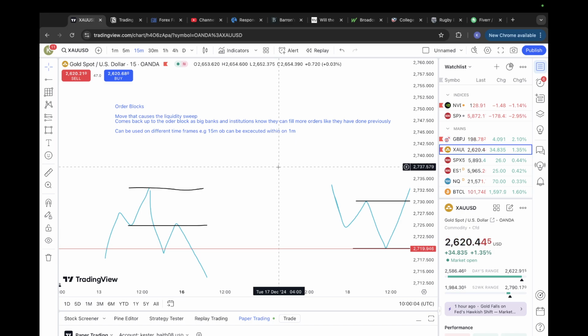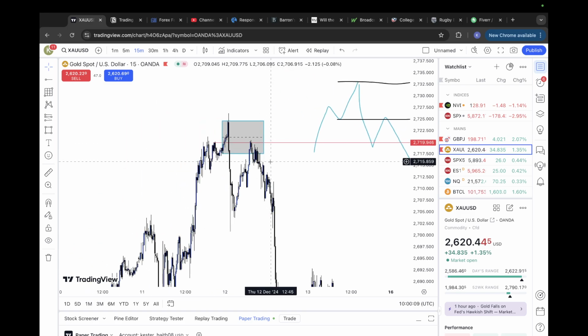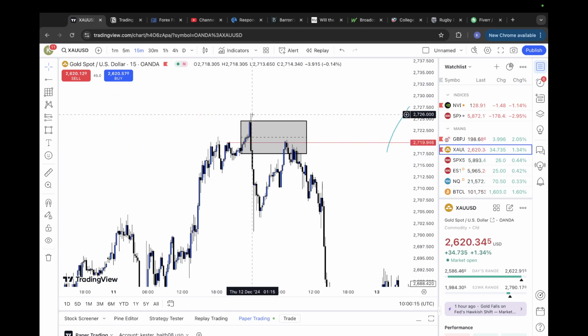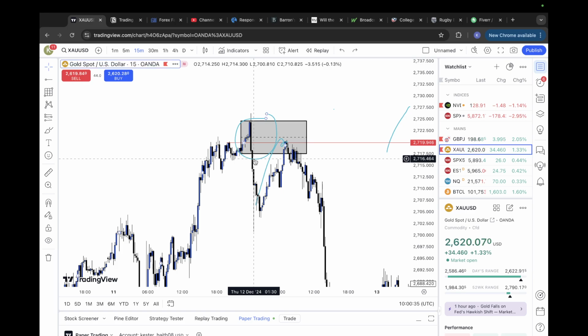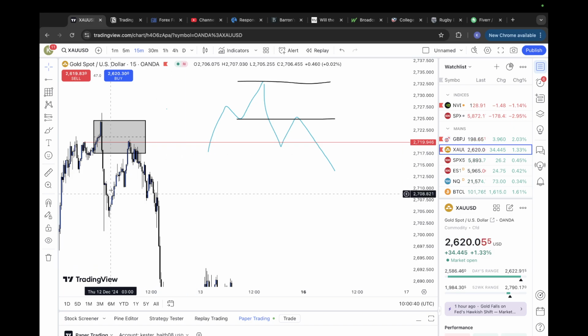And price can come back up to an order block as big banks and institutions know they can fill more orders like they have done previously. So coming back to this example here, let's make my order block's colour black. We can see that a lot of sell orders will be able to fill at this price here. So then price would come back up into this area where sell orders can be filled, and then we execute more sell orders. So it's a really good tool to use for retraces, and to use if you miss an entry on a liquidity sweep, or if, like me, you look for a 5-minute retrace before entering. We can get a 5-minute retrace into an order block and then see rejections and take a trade.